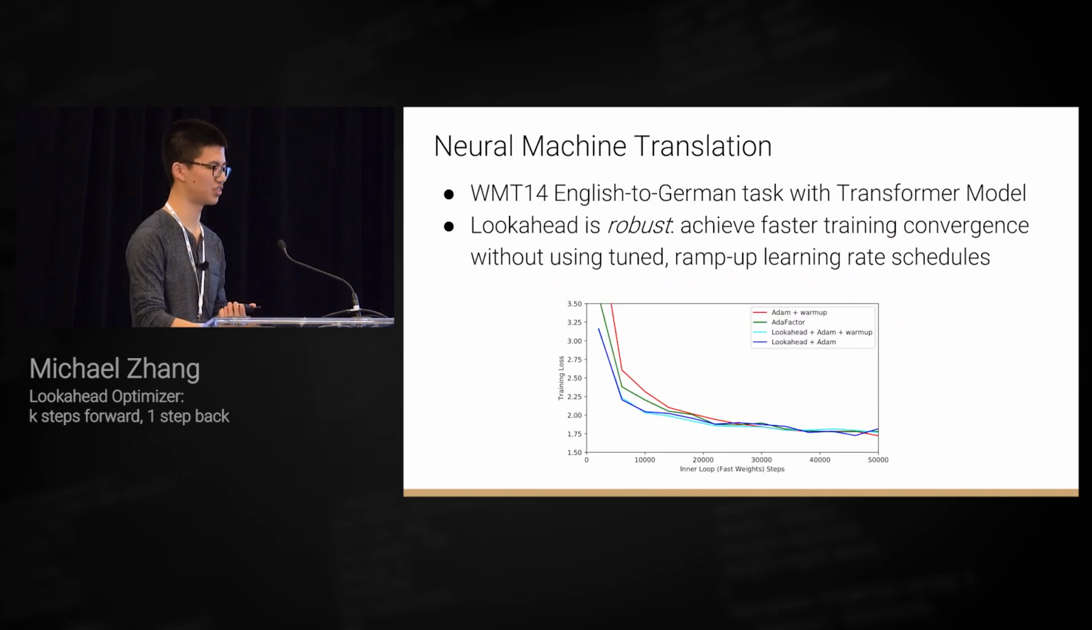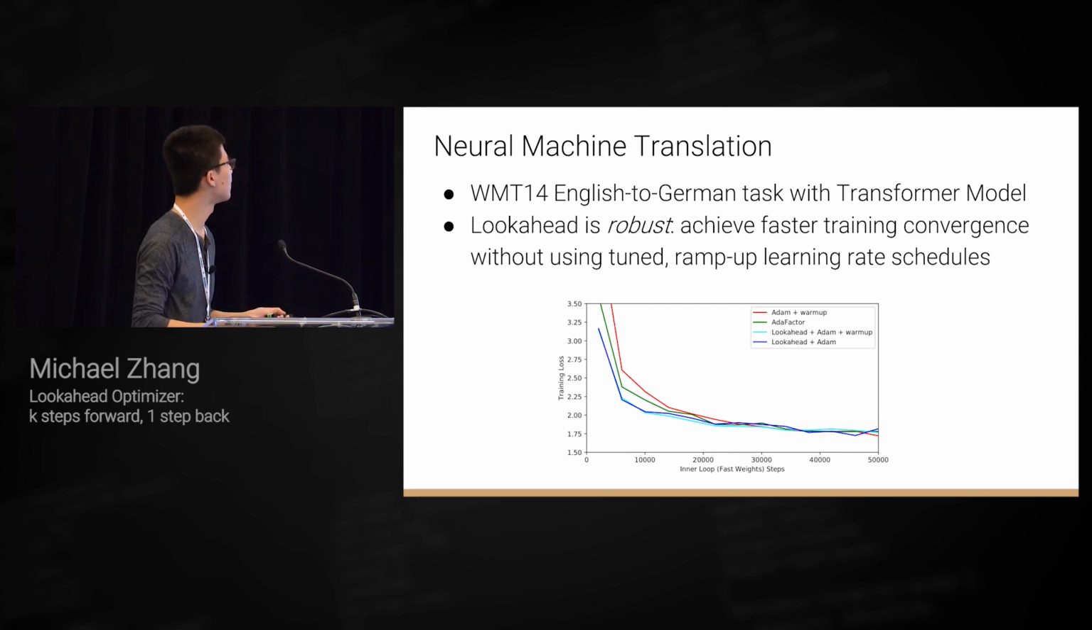We also tried training our models on neural machine translation. Here, we more or less achieved the same final training loss, but we see some improvements early on in training. This is training the transformer models, which use self-attention, on machine translation.